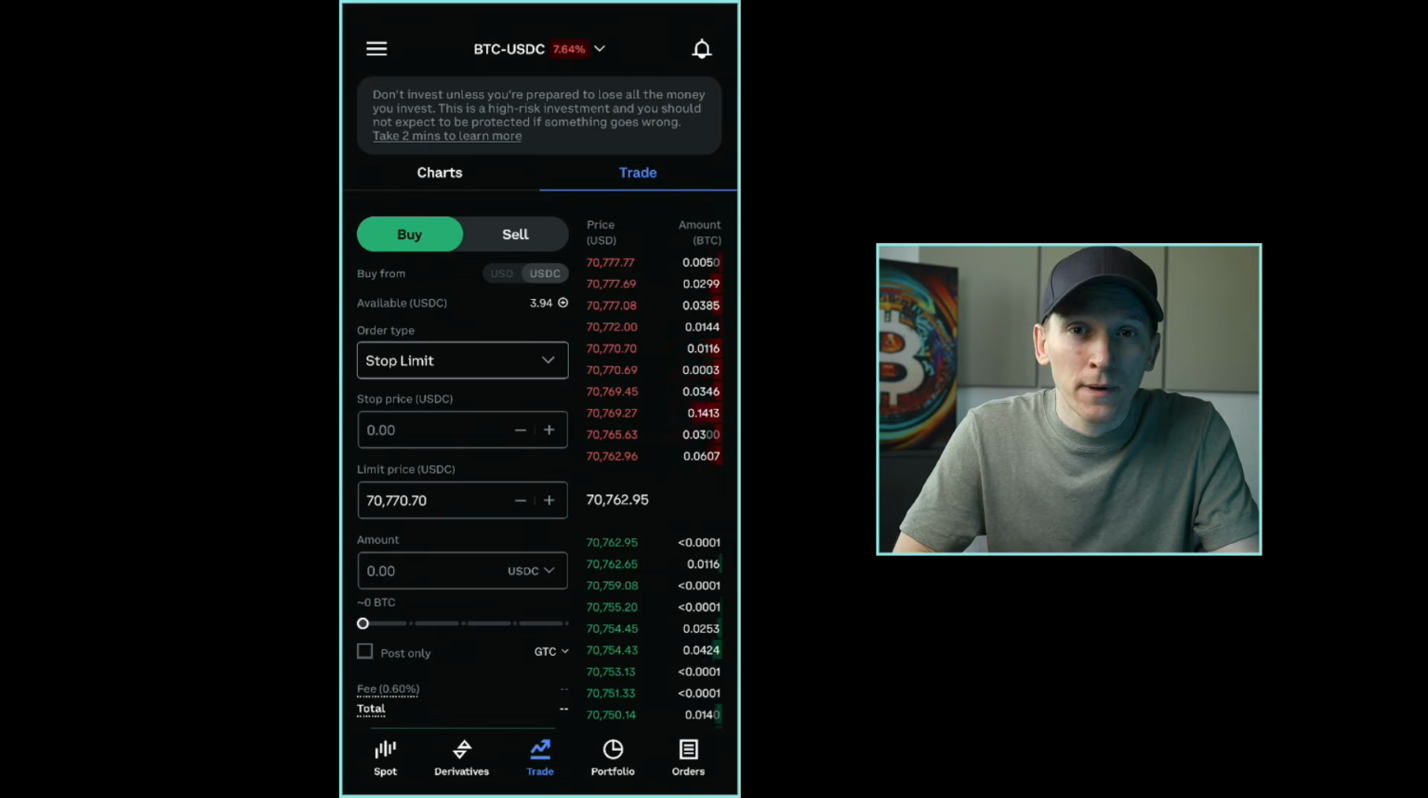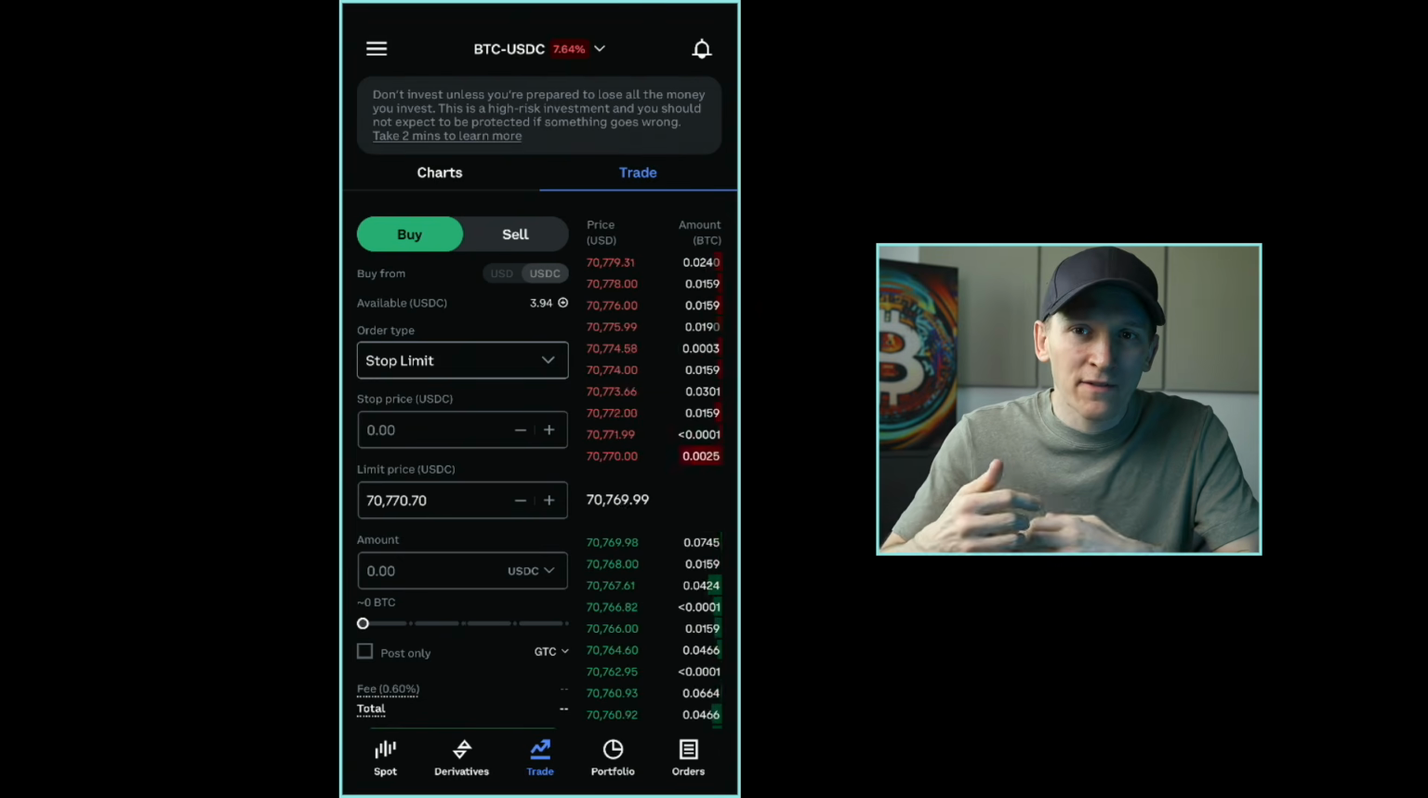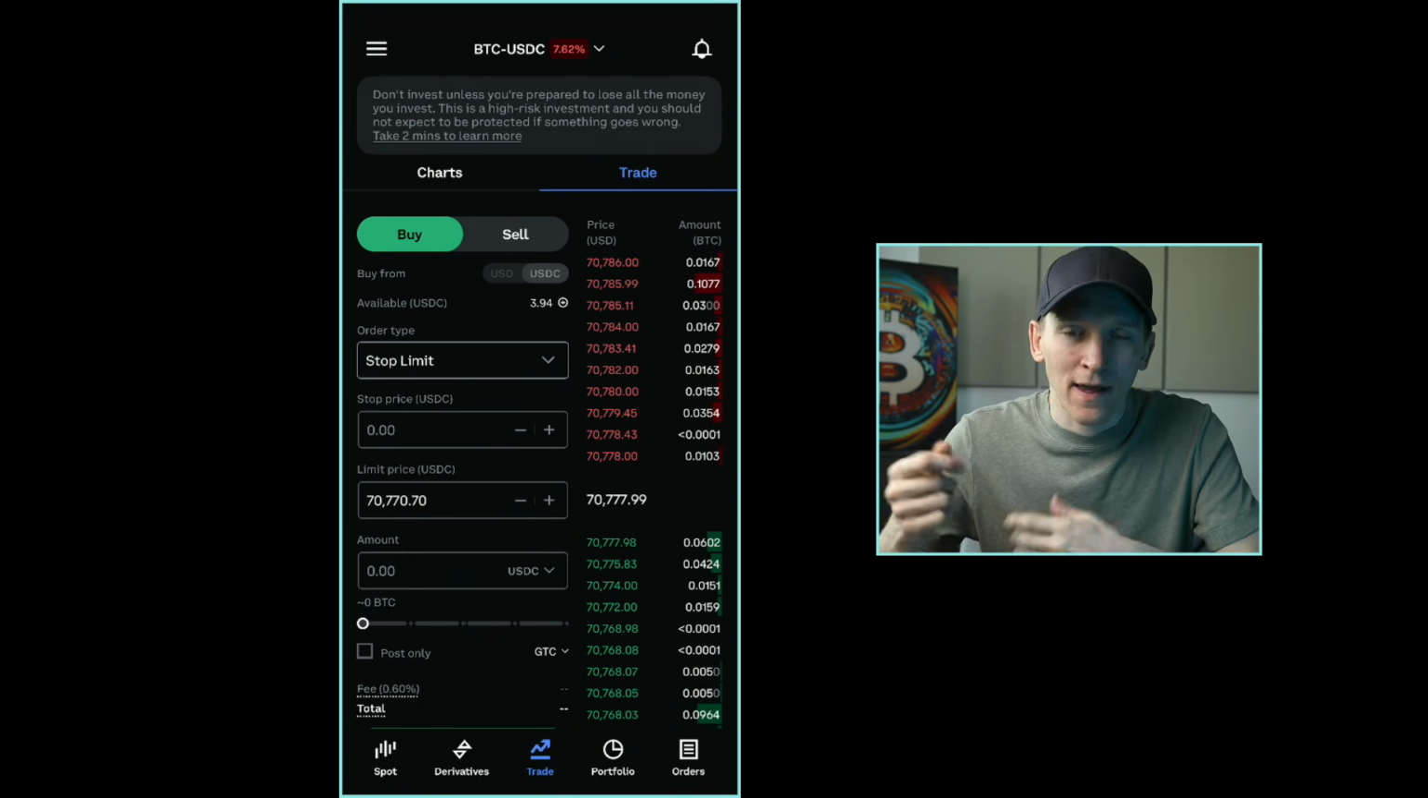We can also use a stop limit order type. A stop order is sometimes known as a trigger order. A trigger order is slightly easier to understand because what you're telling the system is don't enter my order until some sort of trigger is met. And that's a price, right?